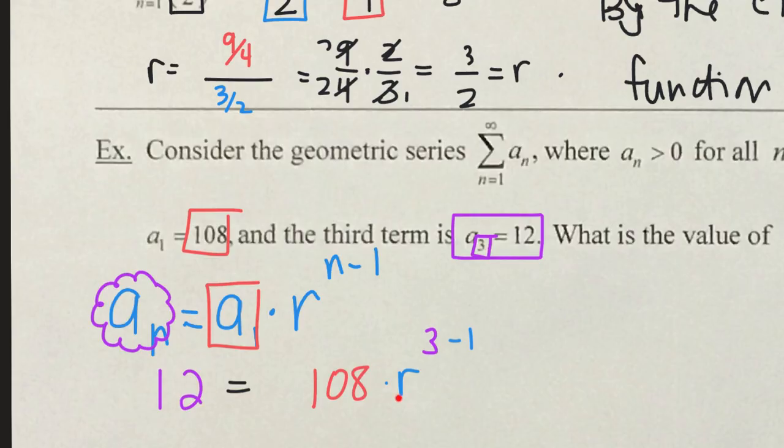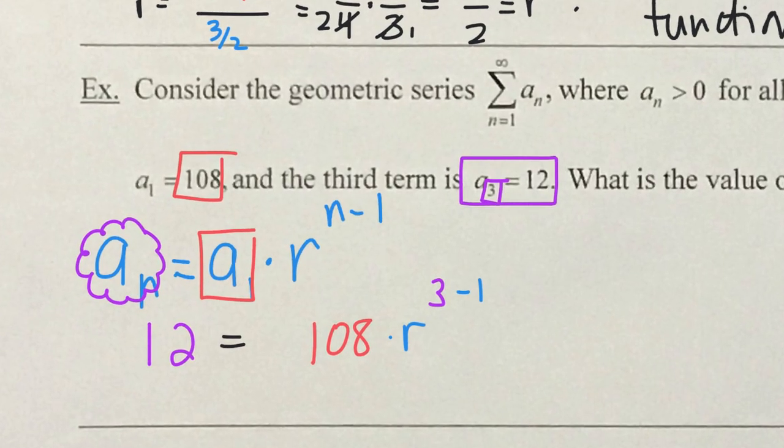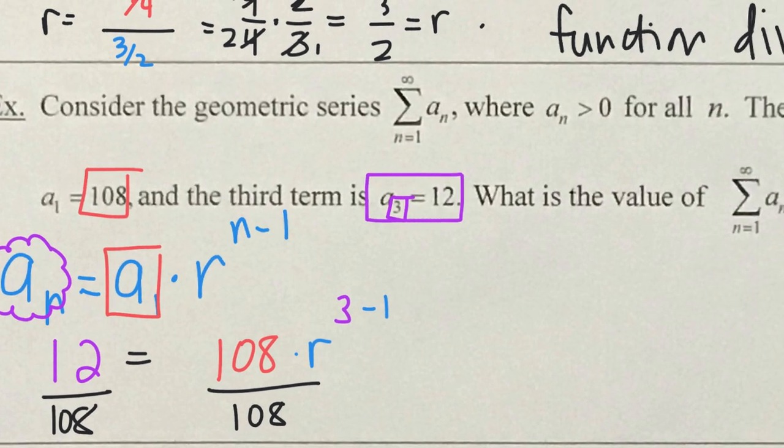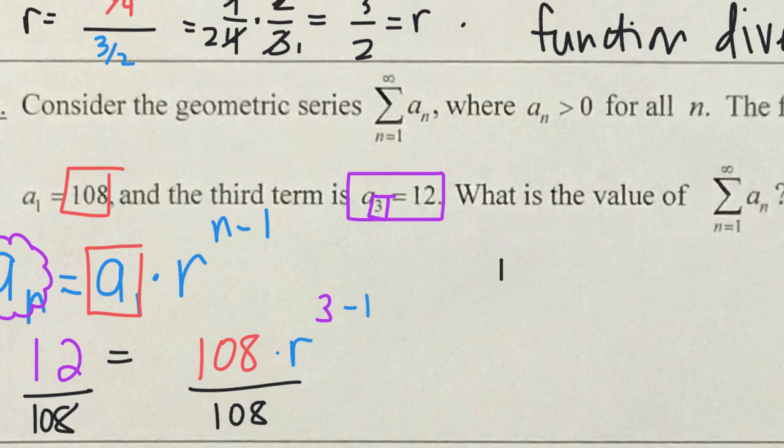So 12 equals 108 times r to the 3 minus 1. Let's solve this for r. Our first step is divide by 108. 12 divided by 108 reduces to 1 over 9, I believe.